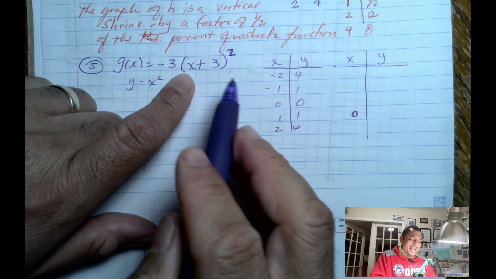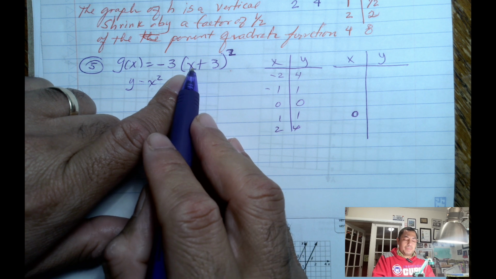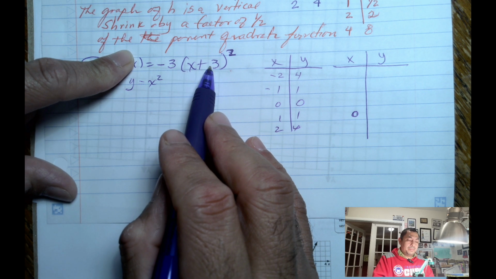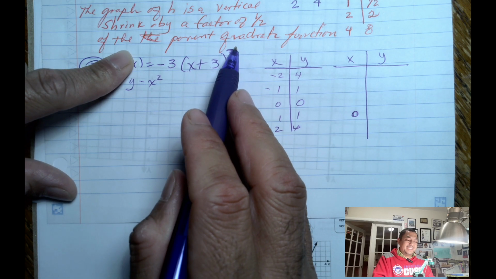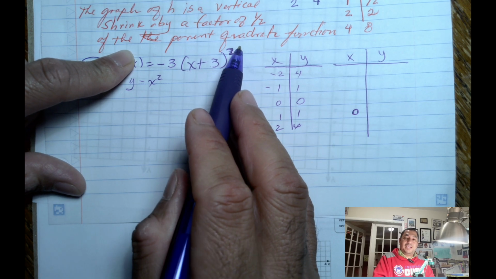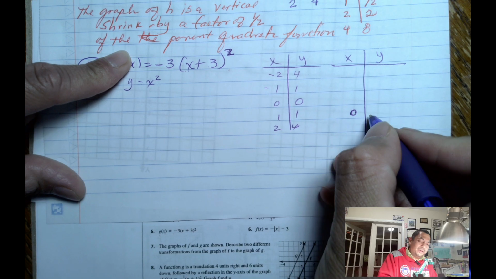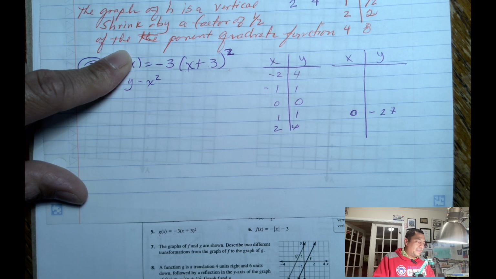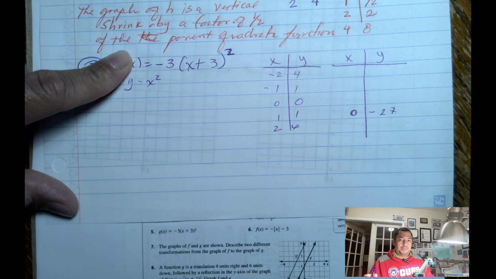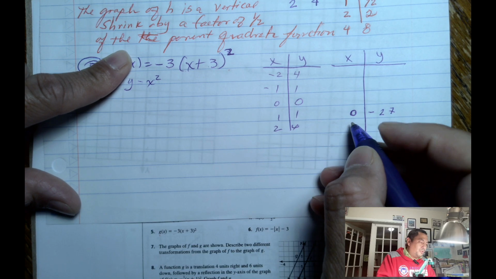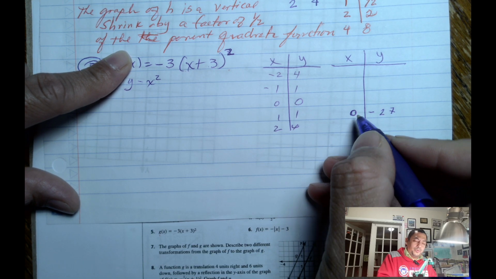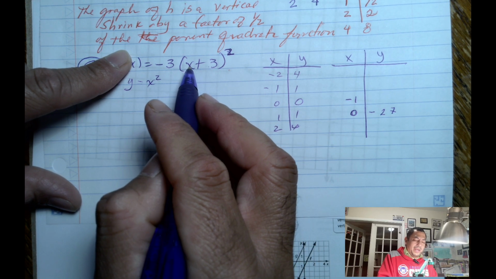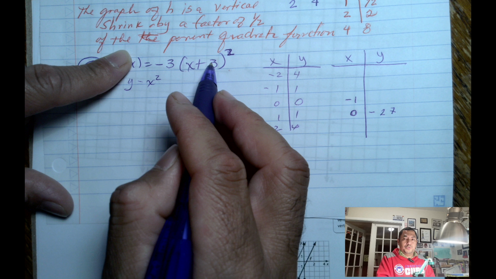So when x is equal to 0, y is equal to 0 plus 3 is 3, to the second power is 9, and then times the negative 3 is negative 27, right? That's when x is equal to 0. Now I'm going to do when x is equal to, let me go to negative 1. When x is equal to negative 1, I have negative 1 plus 3 is 2.